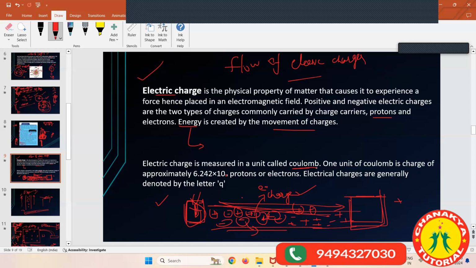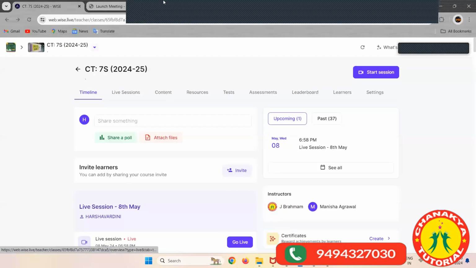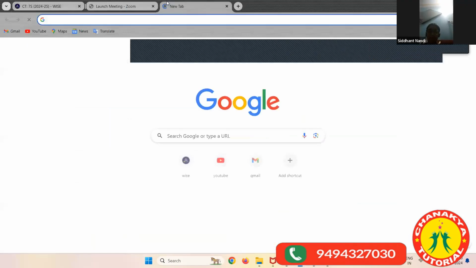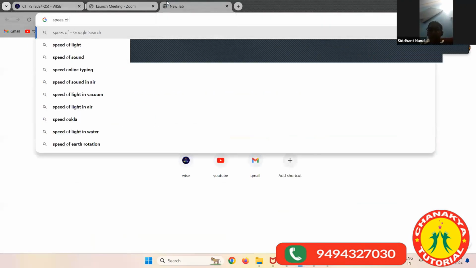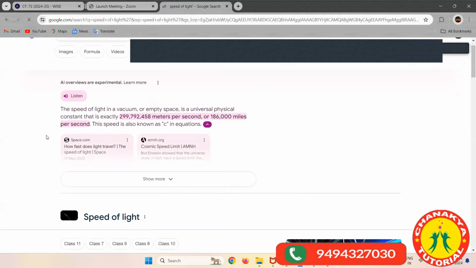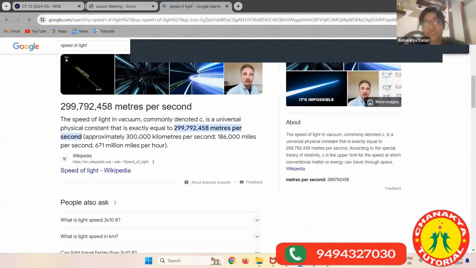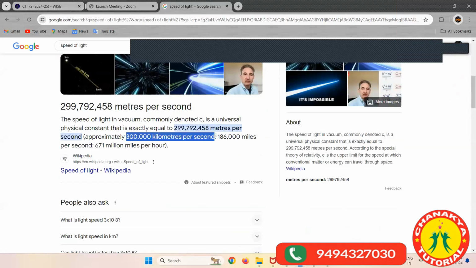Ma'am, what is the exact speed of light? I think it's around 3.8 something. If you want, I'll check on the net. Speed of light, 3 lakhs. Yes. Ma'am, it is 3 into 10 raised to the power of 8 meters per second. That is 3 lakh kilometers per second. The speed of light will come around that. It's approximately 3,00,000 kilometers per second. So the fastest in this whole universe is light.